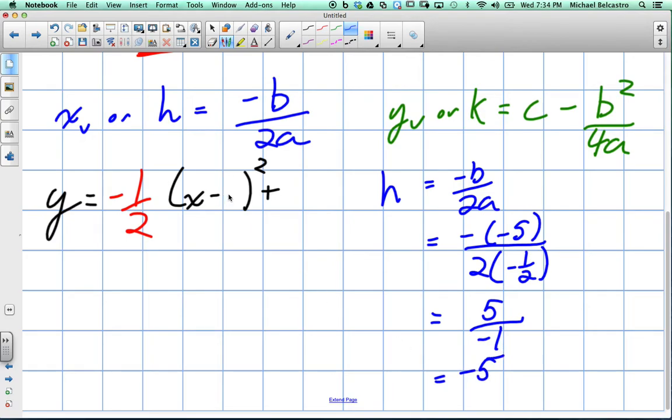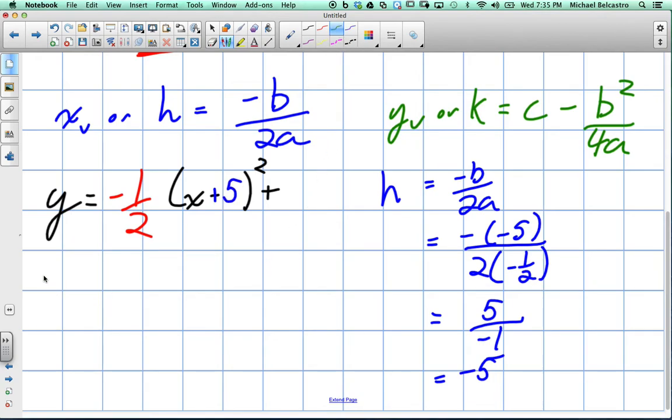So that's it. Our h value is negative 5. So we would put in here negative 5, which really means I can write this as x plus 5. Does that make sense to you? Yeah. Okay, good. So I'm going to just do that, plus 5. Good, we have that part done.